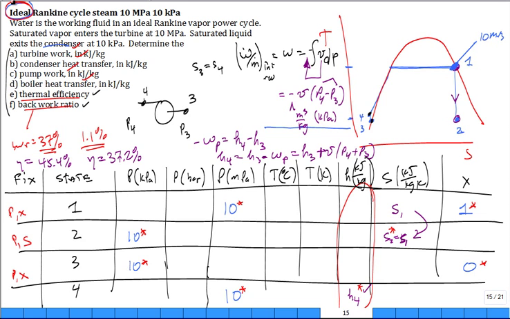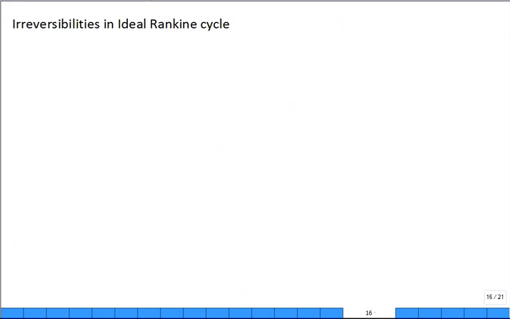Do you see that question? There are irreversibilities in the ideal Rankine cycle. That's the only explanation why the efficiency of the ideal Rankine is less than the efficiency of the Carnot. There has to be some irreversibilities, but it's not in the pump and it's not in the turbine. Where's it at?